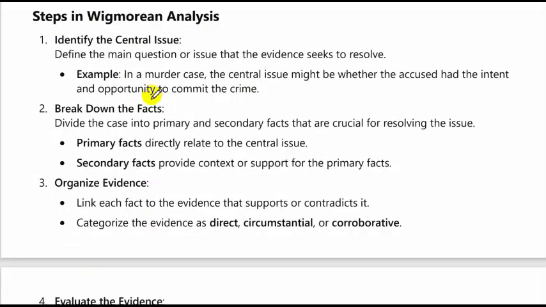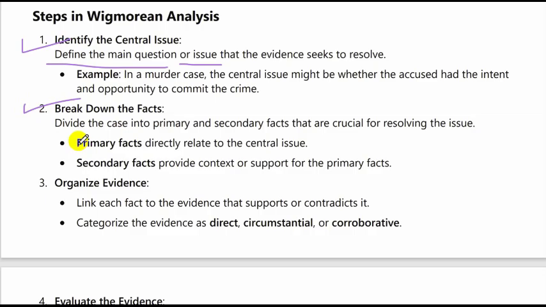Steps in Wigmorean analysis. First, identify the central issue. Define the main question or the issue that the evidence seeks to resolve. Example, in a murder case, the central issue might be whether the accused had the intent and opportunity to commit the crime. So define the main question or issue by identifying the central issue.